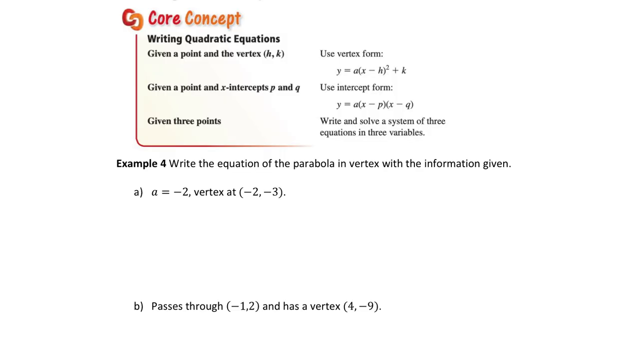Okay, so in this video, we're going to be writing quadratic equations. I'm going to give you the information now, and you're going to write it. If we have a point and the vertex, that means we're going to use the vertex form: y equals a(x minus h) squared plus k.